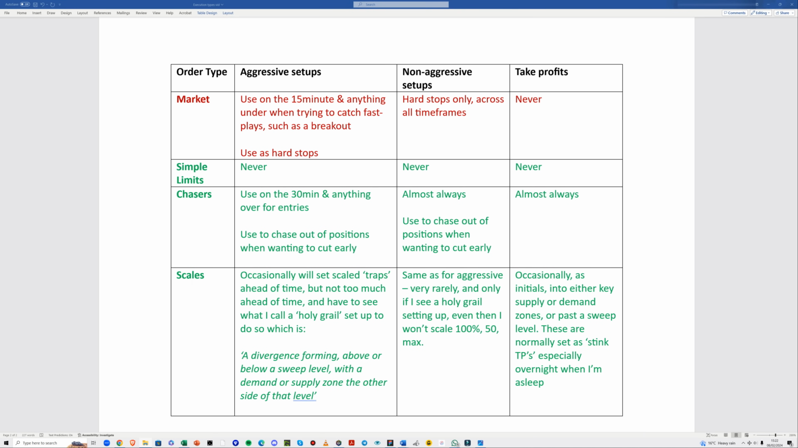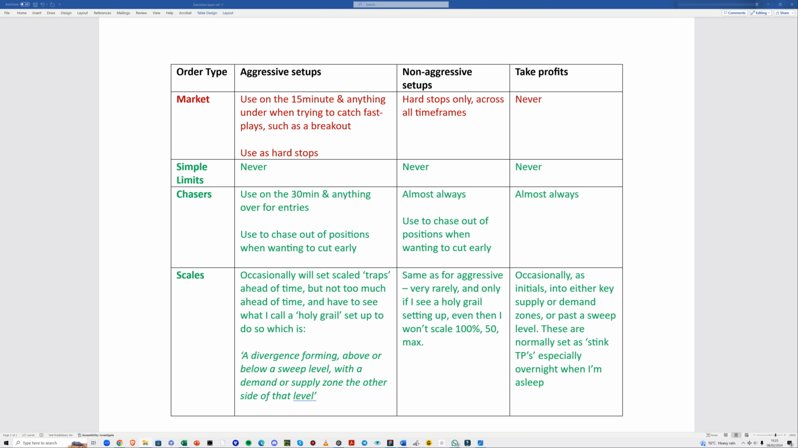So I've just put together a small table here to explain everything, guys. You can see up here on the top title section, we've got order type, aggressive setups, non-aggressive setups, and take profits, okay? Then on the left-hand column, we've got market, simple limits, chasers, and scales. I've highlighted the market order in red, and I've highlighted all the limit orders and the types of limit orders in green here for you guys, just to make it a little bit more simple and easier to understand. So let's start from the top, looking at market orders.